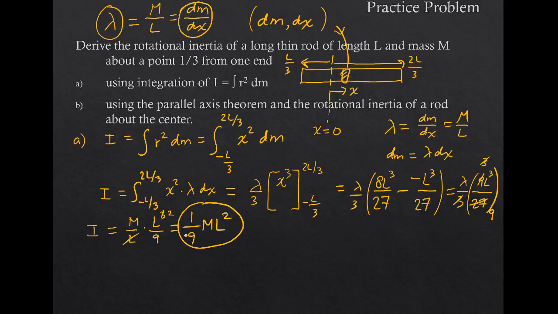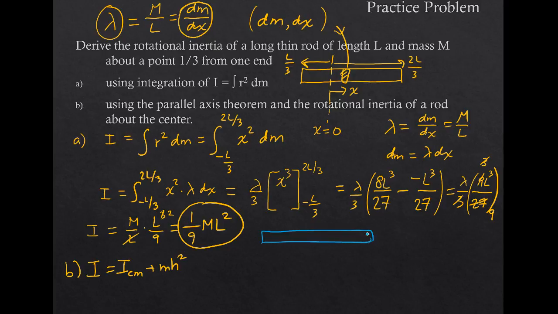Now in part B, we're going to use the parallel axis theorem and the rotational inertia of a rod about the center of mass, because I about any point is equal to I center of mass plus m h squared. So remember, h is how far you're moving it, and we can do it that way.